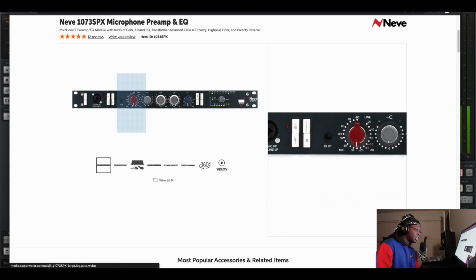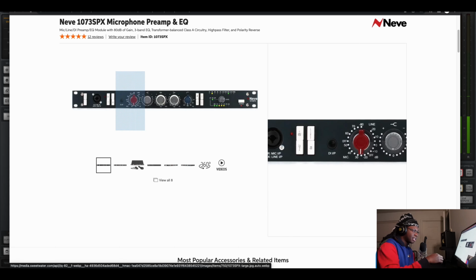We have to understand the difference between the mic impedances. Mic level and line level are two different things. So usually mic level would give you more dB. A Neve can give you up to about 80 dB, and that's good for microphones such as ribbon microphones or dynamic microphones that need a little bit more juice. They need a little bit more sauce. They need a little bit more power to come through with the signal that's going through it.